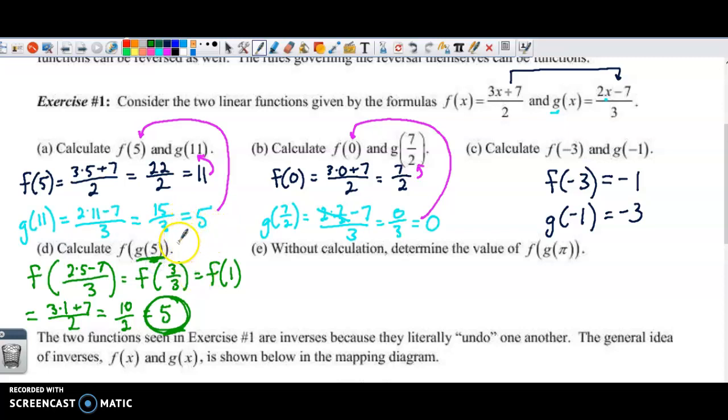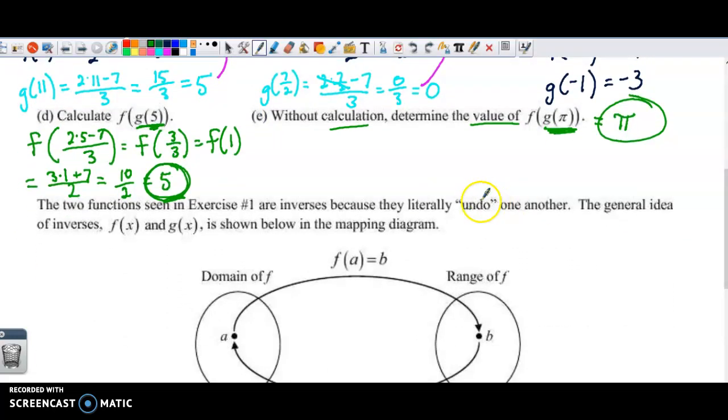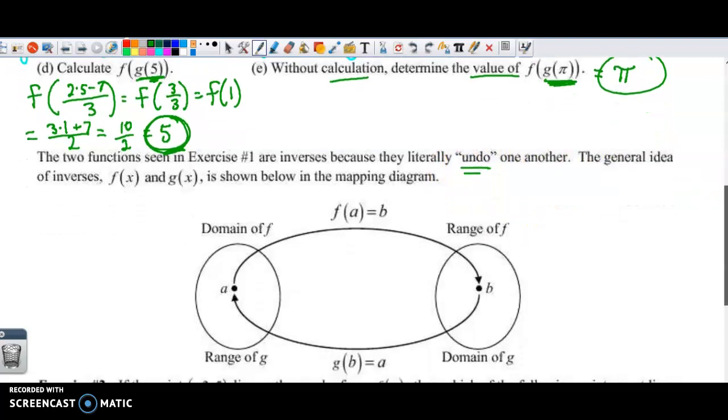So if you think that's going to happen for all things, you can try a different number. And after you do a few, you'll notice that that is true. So without calculation, could you determine the value of f of g of pi? Because g of pi will give you something, and because they undo each other, they are inverses, then when you do f of that something, you'll just get back to pi. And that's the whole premise of being an inverse. They literally undo each other.